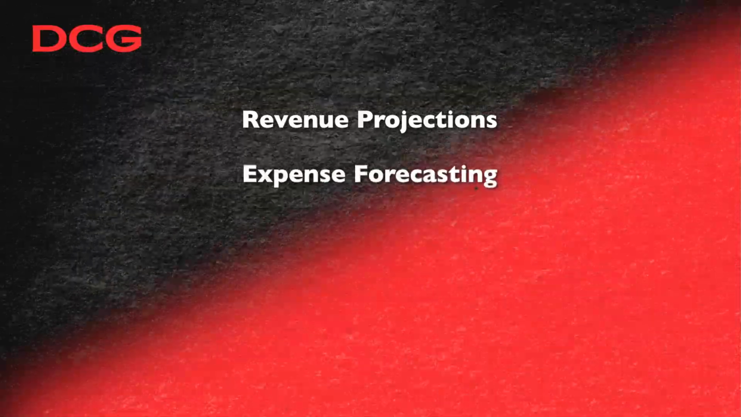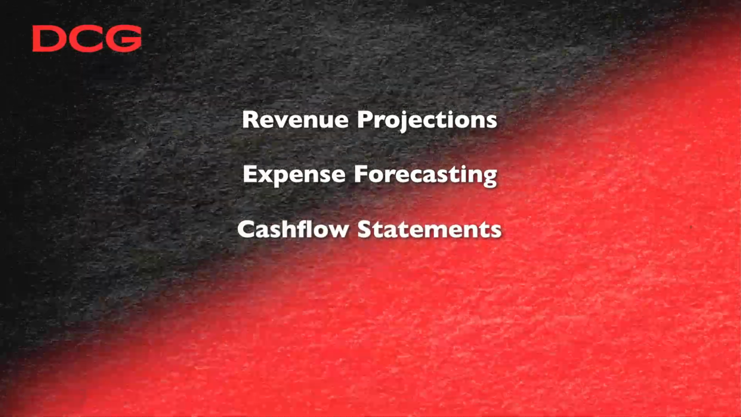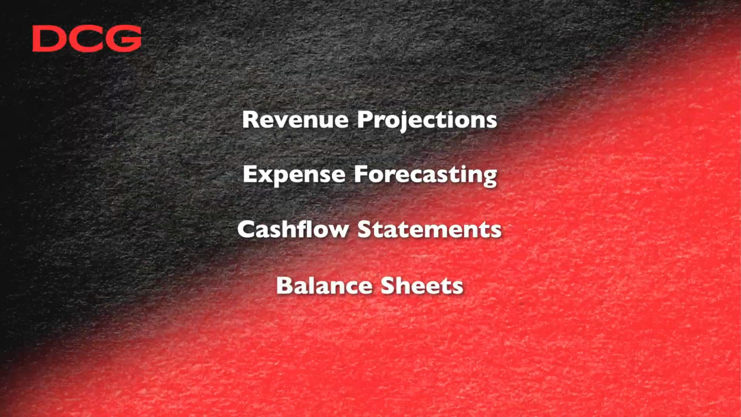Let's break down the components of a financial model. So at the heart of every model lies a series of interconnected components, each playing a role in shaping the trajectory of your journey, from revenue projections to expense forecasting, cash flow statements, and balance sheets. These elements work in concert to provide a holistic view of a company's financial health.